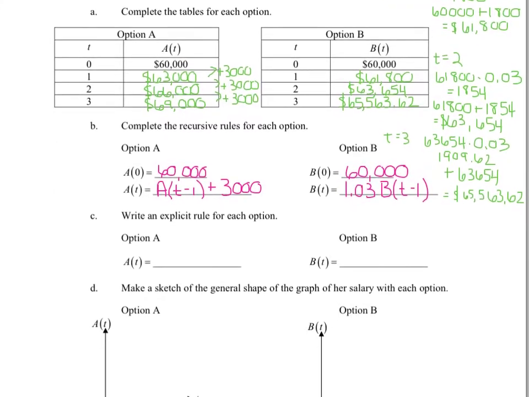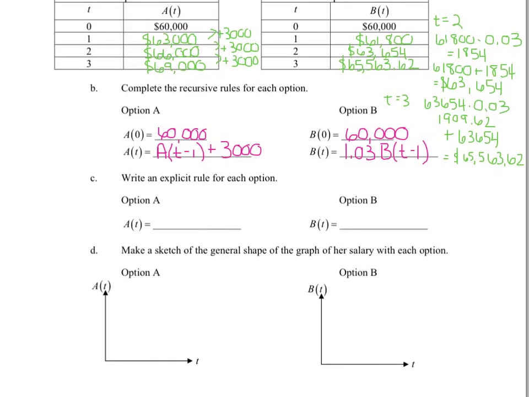Part C says write an explicit rule for each option. So for option A, A(t), remember that common difference is what we multiply our variable by. So I'm going to have 3,000 times t, and then I'm going to add the initial amount.